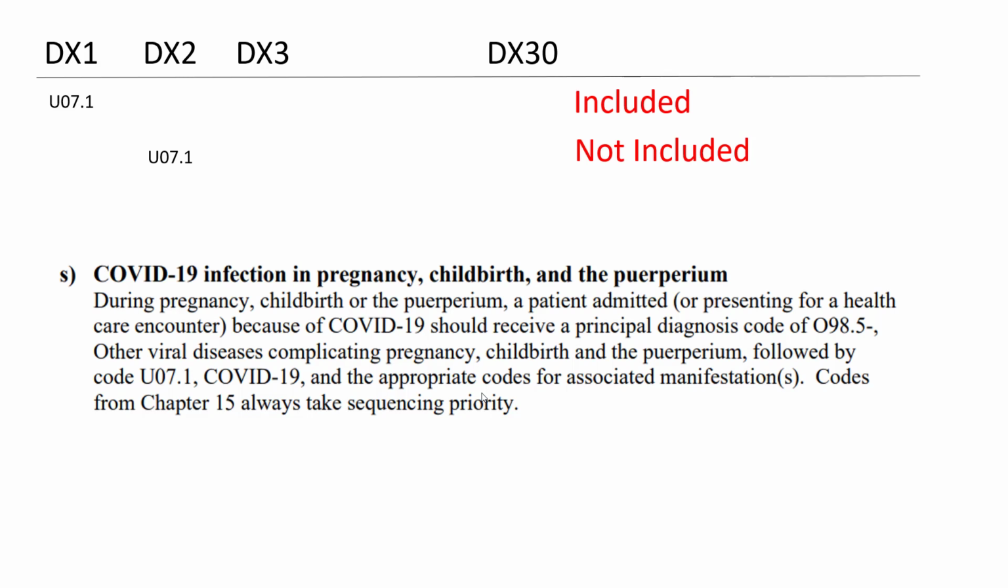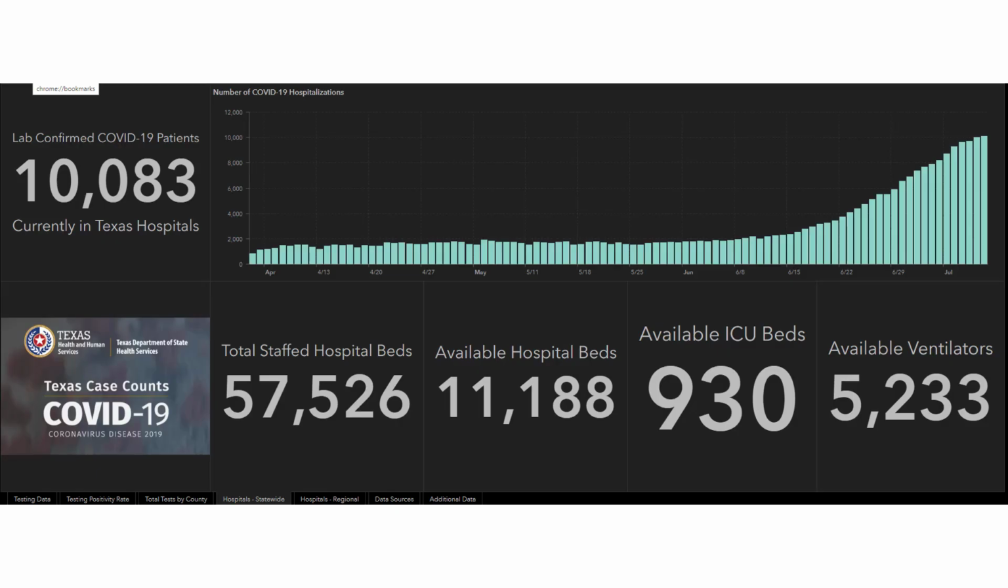So again, the plain and simple of this is a pregnant woman who's hospitalized because of COVID-19. That was the driver for her admission. She will not receive a principal diagnosis of the U07.1 and would not be included in this current hospitalized patients with COVID. So again, maybe this makes up a small proportion, but maybe there are a lot of other circumstances where, again, we might be missing a lot of patients in this current report.